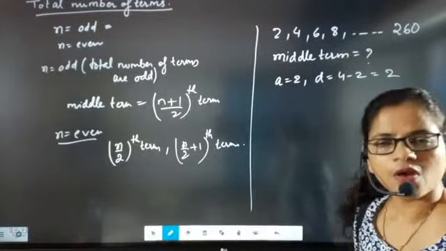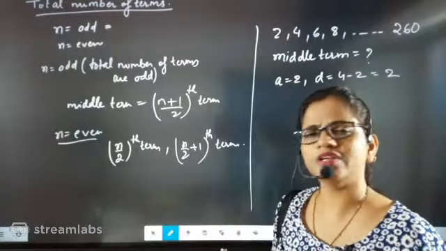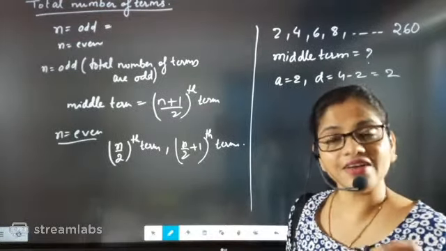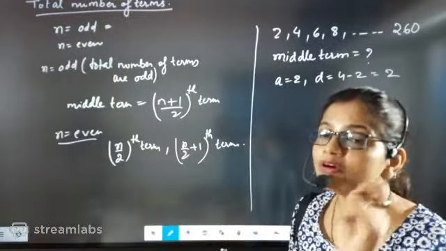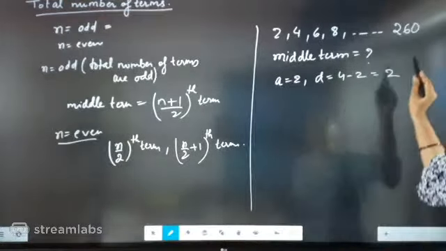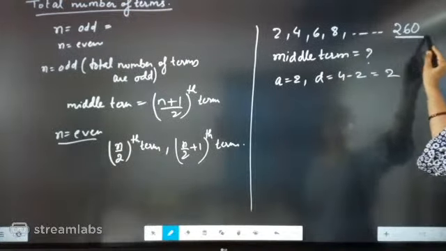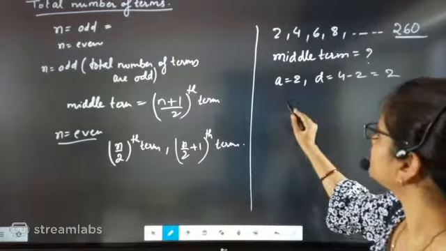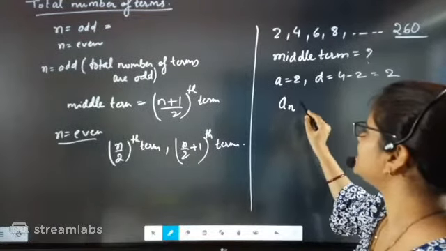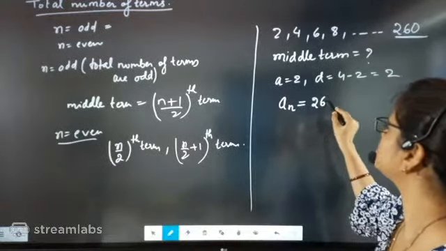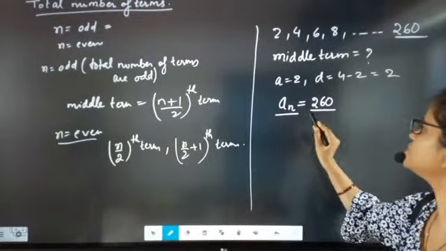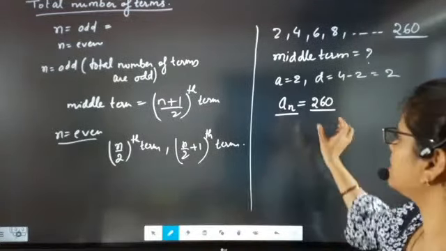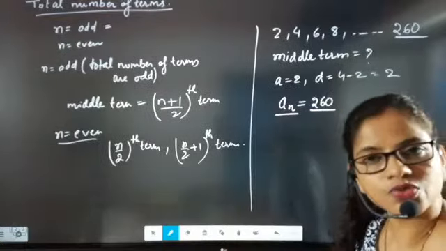Now, beta, what is the last term here? To get the number of terms, what is n? N is the number of terms, beta. Then here, what is the last term? The last term, or the nth term given here, is 260.